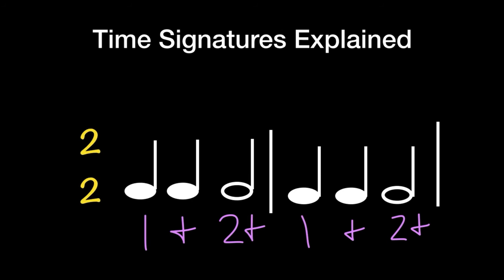What you will see is that the actual music, the notes in the music for 2/2 time or cut time will look so similar to anything in 4/4 time. So cut time and 4/4 time can look exactly the same, but the feel of the music is going to be a little bit different. 2/2 time is going to feel a little bit more like 2/4 time with only 2 beats per measure.